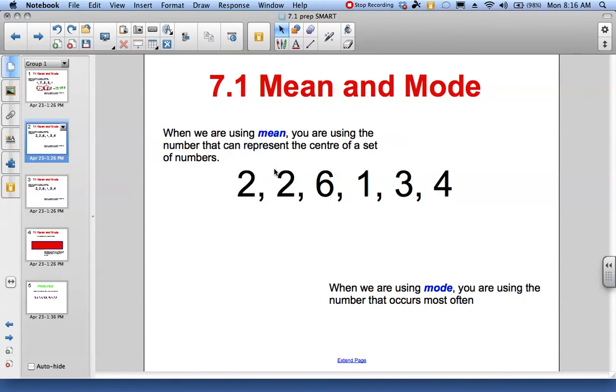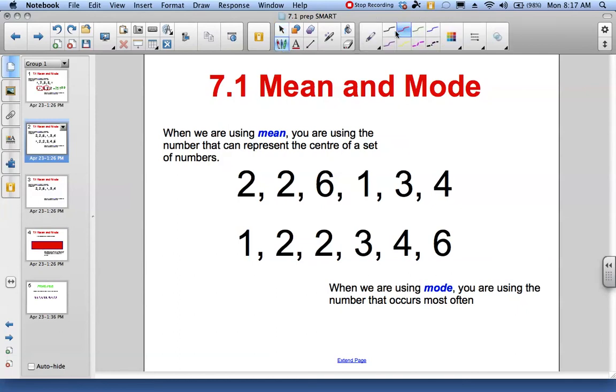Let's try that again. Let's give another example. So when we're using mean, you're looking for the number that can represent the center of a data set. So again, 2, 2, 6, 1, 3, 4. I have 6 numbers in this data set. I'm going to put them in order from lowest to highest: 1, 2, 2, 3, 4, and 6. So first things first, I'm going to add them up. 1 plus 2 is 3, plus 2 is 5, plus 3 is 8, plus 4 is 12, plus 6 is 18.